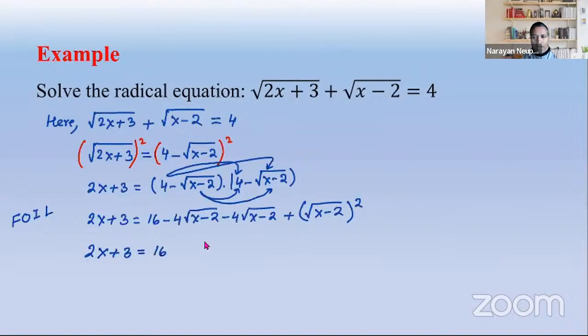Now look at the screen. Here we have minus 4 square root of x minus 2 and minus 4 square root of x minus 2. So you have minus 4 and minus 4, that's minus 8 square root of x minus 2. Then plus, in the last term here, you can see there is a square and a square root. Those two will get cancelled because it is a single term. So square and square root cancel. You will have x minus 2 there.